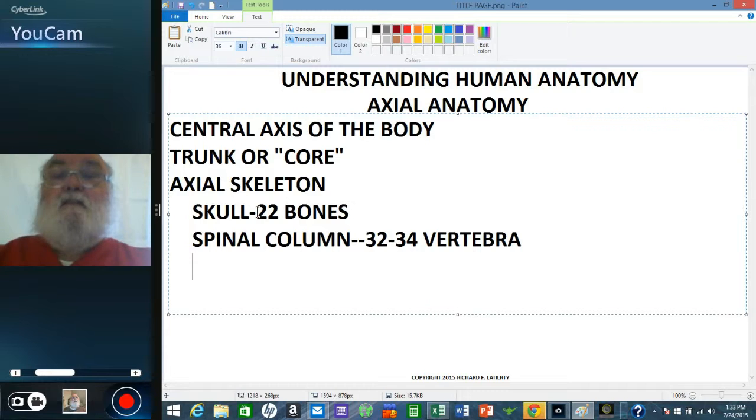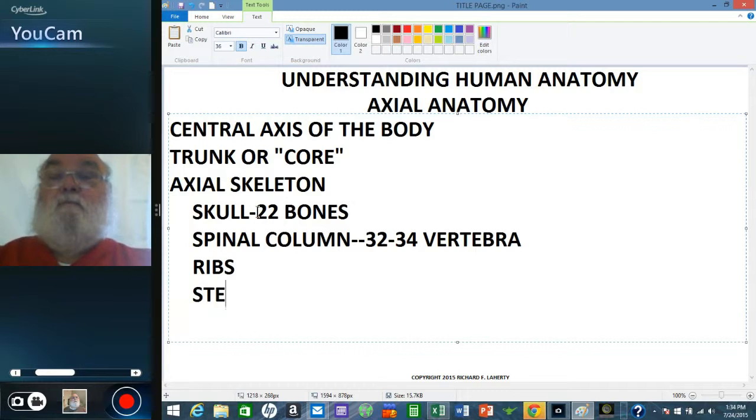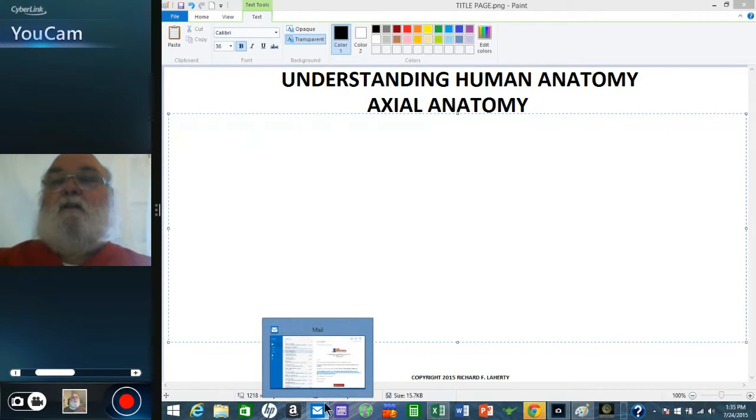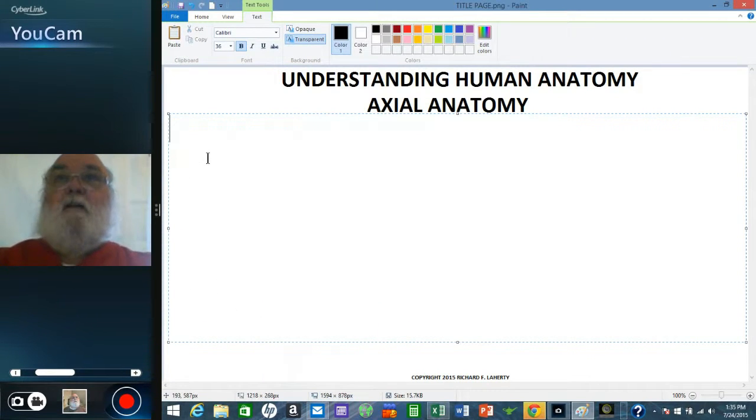Then in the thoracic region, the region of the chest, we have ribs. The ribs are attached to the thoracic vertebrae posteriorly, and then anteriorly the ribs, at least most of the ribs, attach to the sternum. So the axial skeleton is composed of skull, spinal column, ribs, and sternum. We will start by looking at the spinal column.